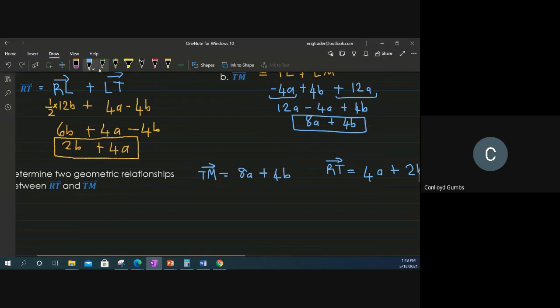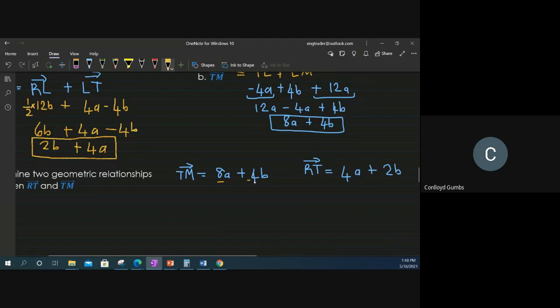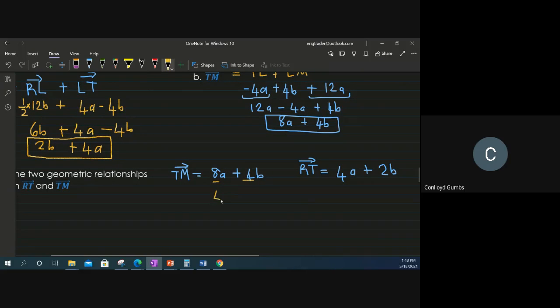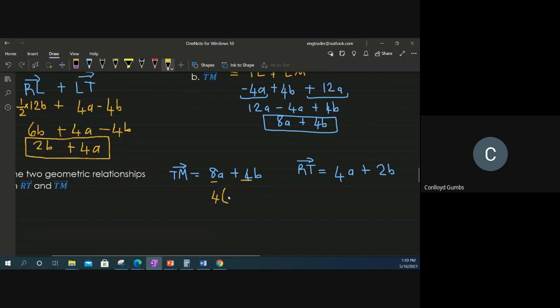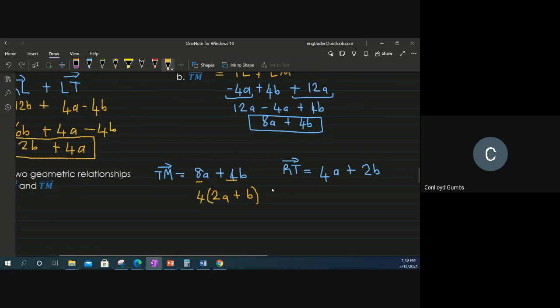So if we're looking at this here now, we know the highest common factor between 8A and 4B, in terms of the numbers, would be 4. So I say 4 outside, bracket. If I say 8A divided by 4, that would give me 2A plus just B. If I walk this back just to make sure, 4 times 2A is 8A, 4 times B is 4B.